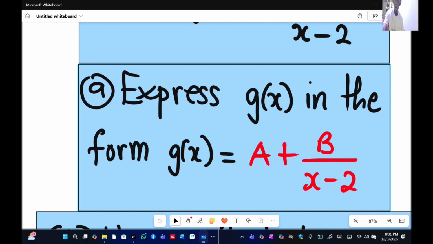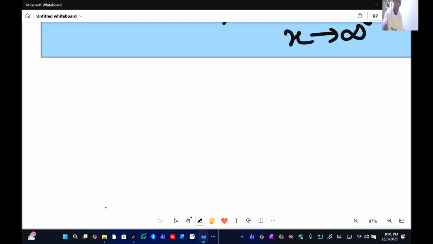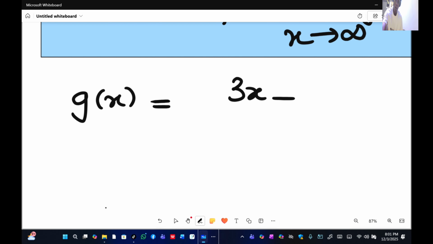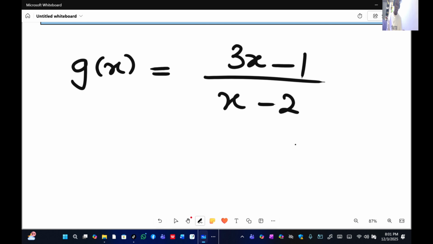So the function here is 3x minus 1. Let me write the function first. The function g of x is equal to (3x minus 1) divided by (x minus 2). So it means we have to divide the numerator 3x minus 1 by x minus 2. So we need to use the long division approach. So we are going to work with that particular method.